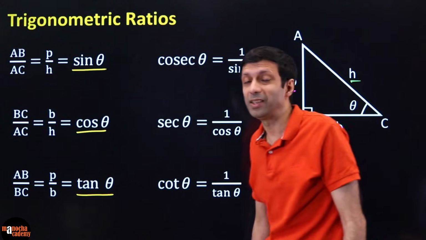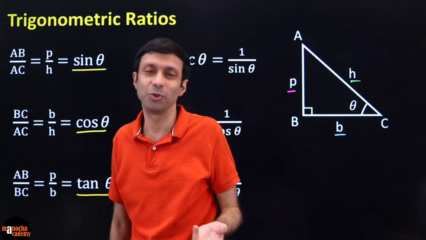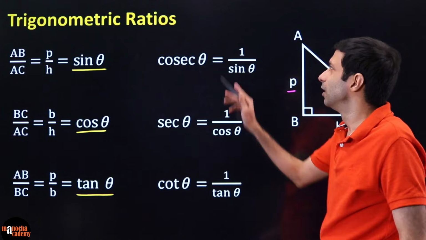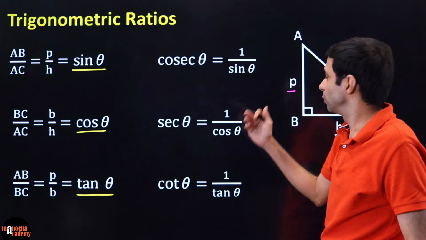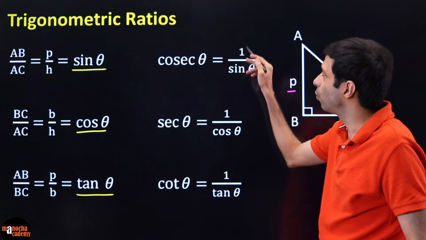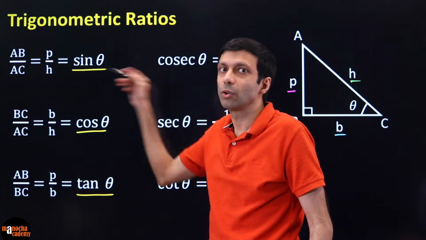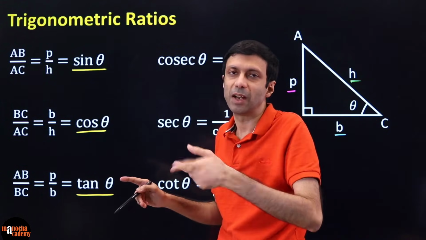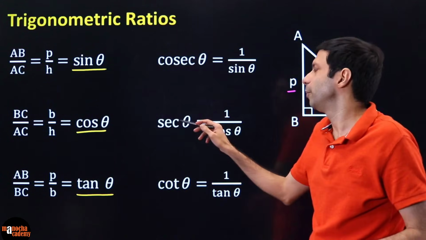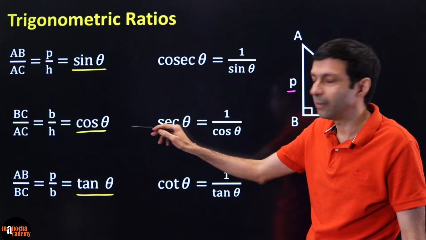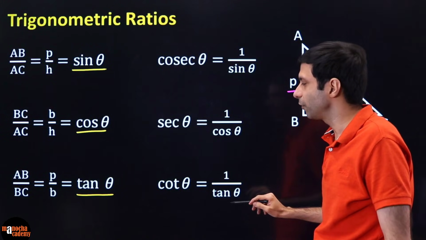Now to add to the list, there are 3 more names over here to learn. Okay, what are those? These are not that difficult. These are basically the reciprocals. So you can see cosec theta is 1 by sine theta. What does that mean? If sine theta is P by H, cosec theta is actually H by P, hypotenuse by perpendicular. Similarly, sec theta is the reciprocal of cos theta. So it is H by B. Cot theta is the reciprocal of tan theta.